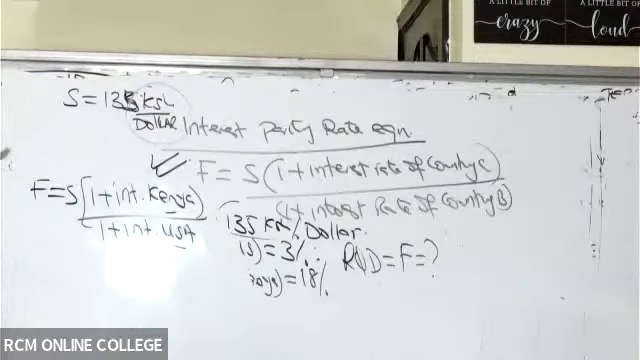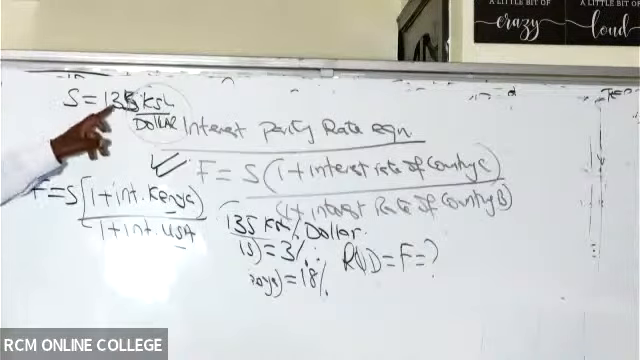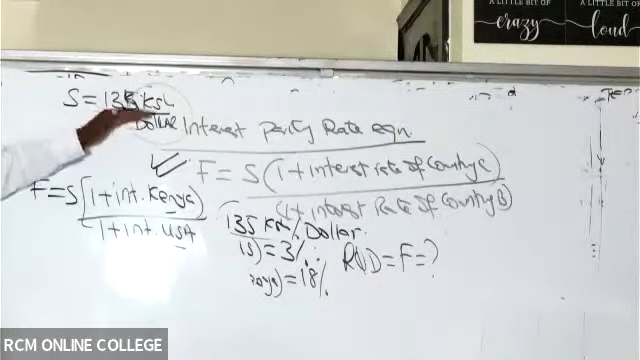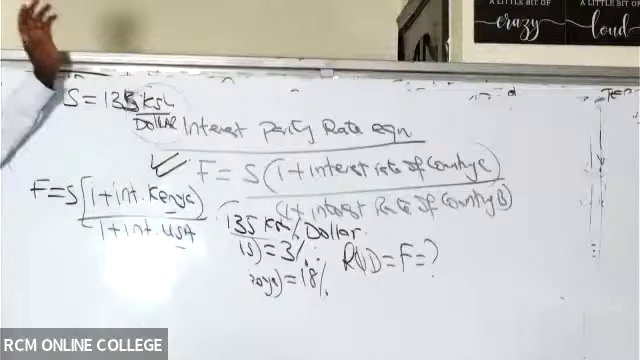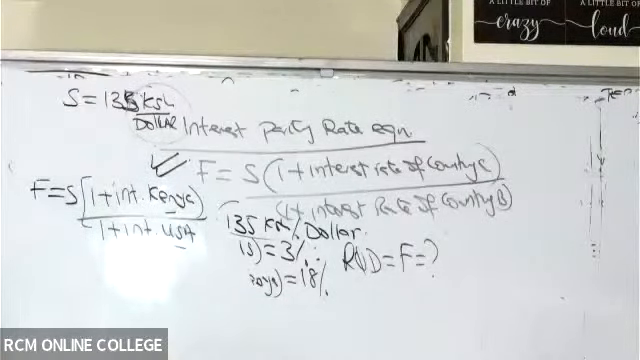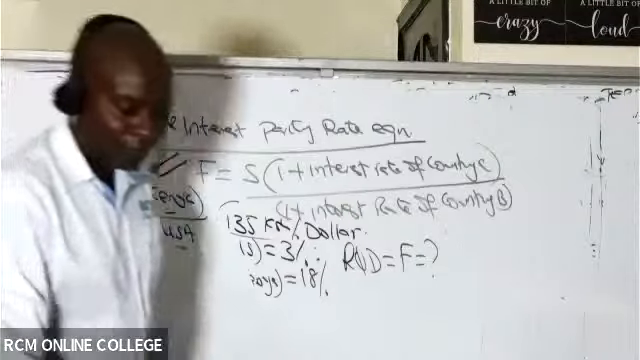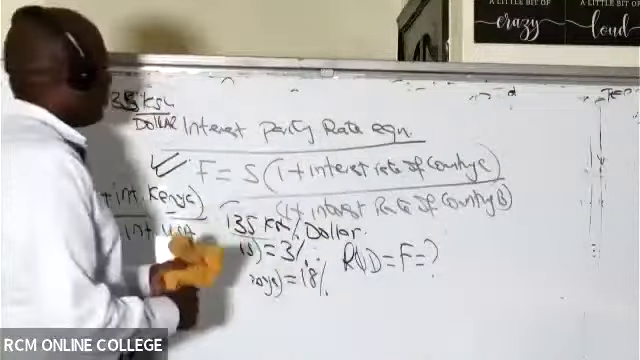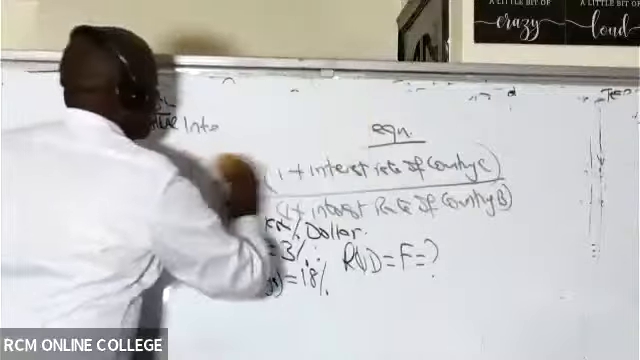So I've been able to show you, basically, you have to always think like this. Kenya shillings per dollar. So Kenya shilling is on top, dollar is at the bottom. So Kenya is on top. So then go ahead and substitute. You great ninjas, go ahead and substitute here.